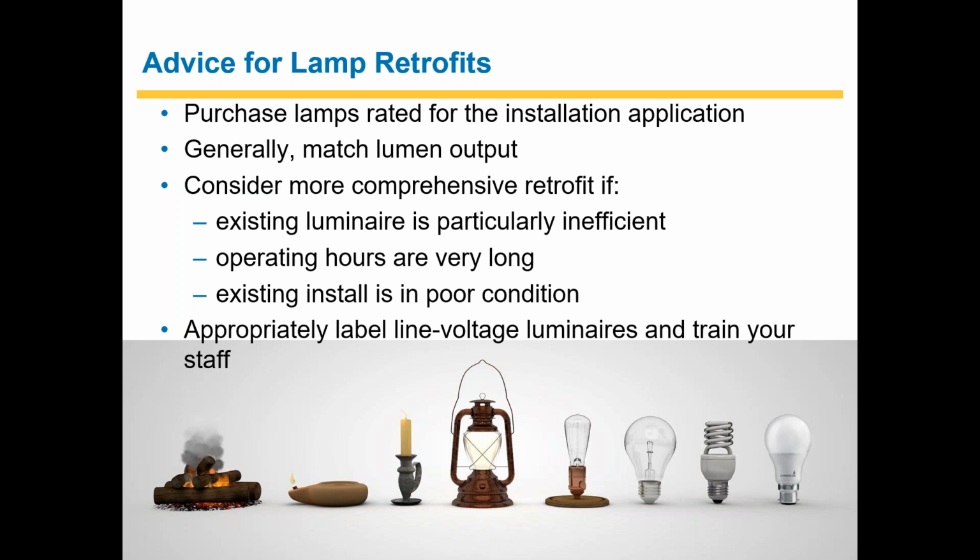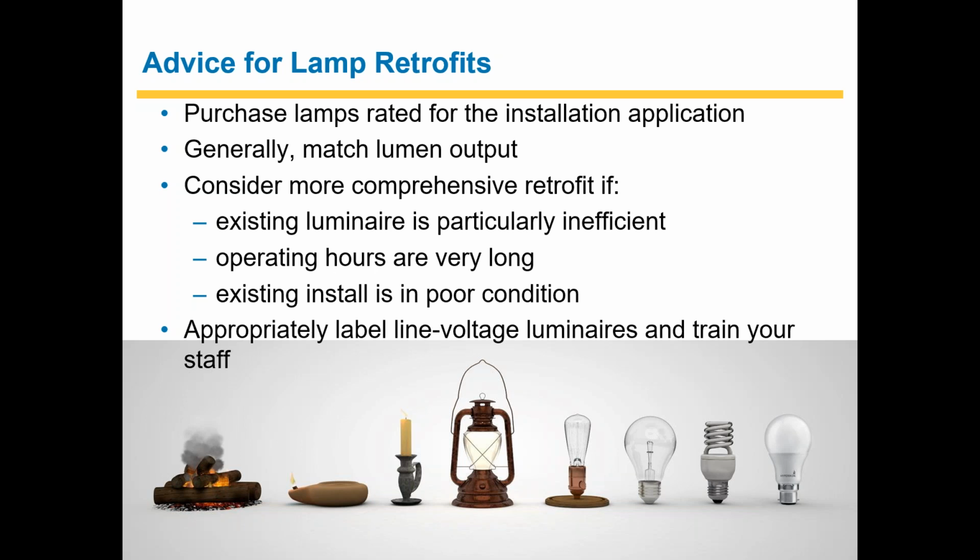I tend to discard lamp retrofits as an option when a more comprehensive retrofit is appropriate. So if the existing luminaires are particularly inefficient, like maybe they have egg crate diffusers, egg crate baffles, I might decide we can probably do something a little bit more efficient with a door kit or maybe a new optical element or maybe a prismatic diffuser.